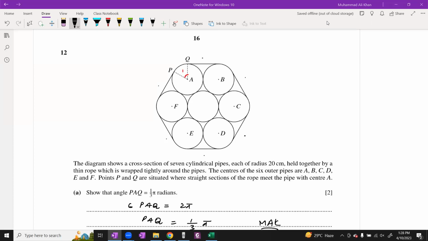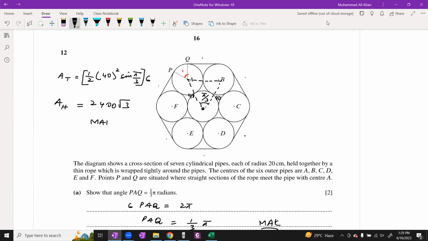Now, part C: we have to calculate the area of hexagon ABCDEF. Let's say this is the center. A triangle in which this length is 20 and 20, and this length is 40. How many triangles? This time we again have six triangles. So what is this angle? This is pi by 3. So what is the area of the triangle? Half times the two sides, 40 squared, times sine of pi by 3. Multiply this by 6, and the area of the hexagon will come. What is the area of the hexagon? It will be 2400 under root 3. We have to write it in the form of under root 3.